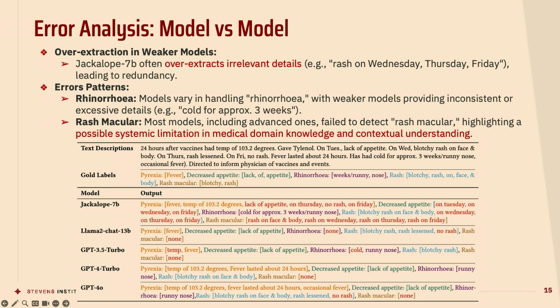So finally, due to the time constraint, I just want to include one error analysis. We try to understand the model output discrepancy. We compare all the model outputs with our labels on the single example we chose, and the models have trouble identifying some symptoms like rash macular, and the extraction accuracy becomes better as the model capacity grows.